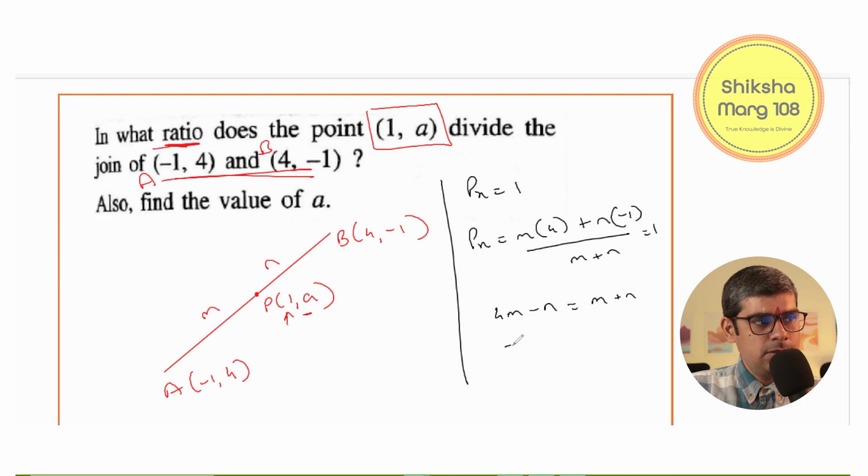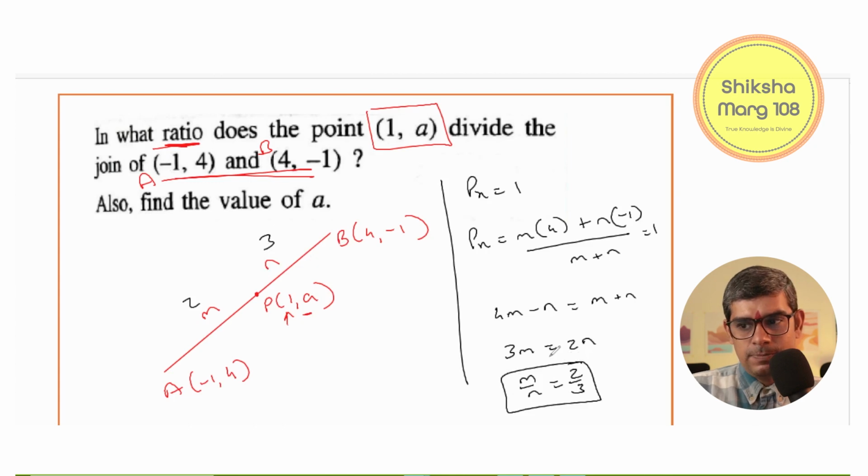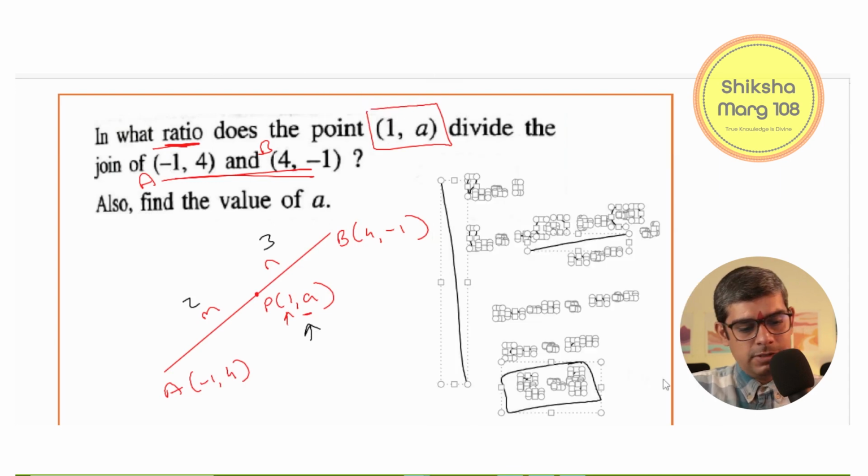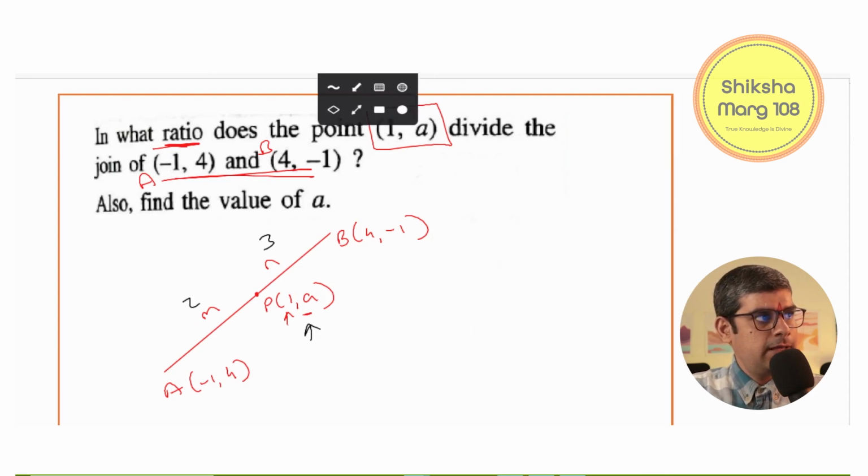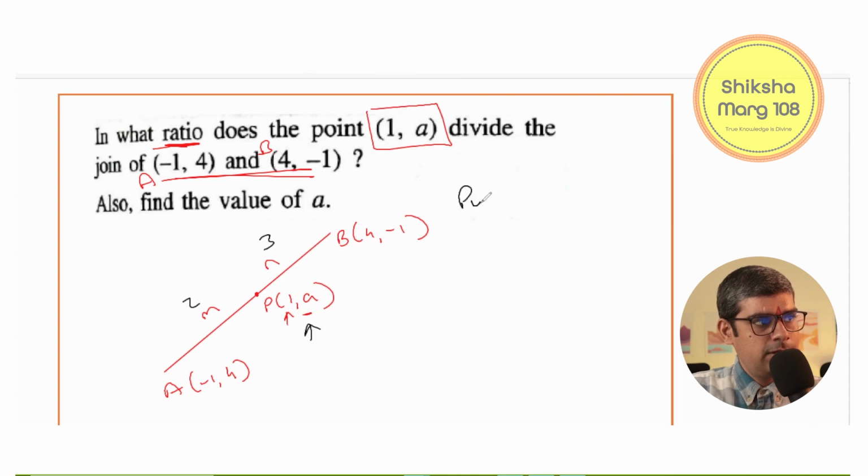4m minus m is going to be 3m. This negative n goes on the other side, becomes positive n, so that's 2n. So m over n is 2 over 3. That's the ratio. So the ratio in which point P is dividing this line AB is 2 over 3. That is quite straightforward. Now the next bit is what they're asking us: to find the y coordinate of P. So let's do that real quickly. I'll just remove this and then jump on to the part where we are doing the y coordinate.